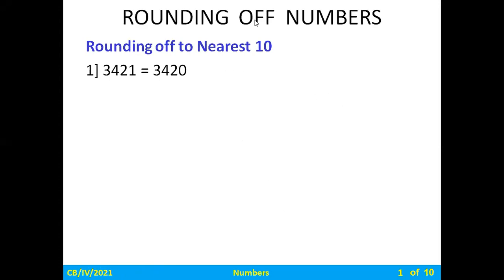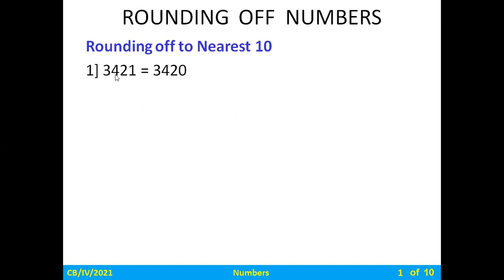Now, as you can see here, the number given here is a 4-digit number. The rule applies the same for a 2-digit number, 3-digit, 4-digit, 5-digit, 6-digit. No matter how much higher value numbers you get, we have to deal with the last 2 digits for nearest 10. The rest of the higher value digits remain the same. The change will occur here, in the tens place and ones place.